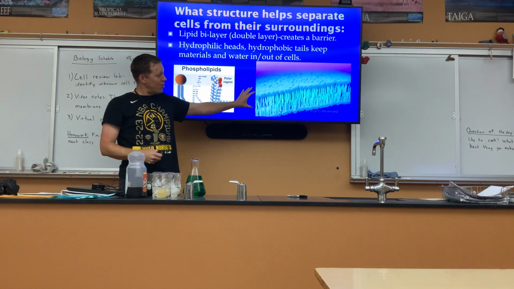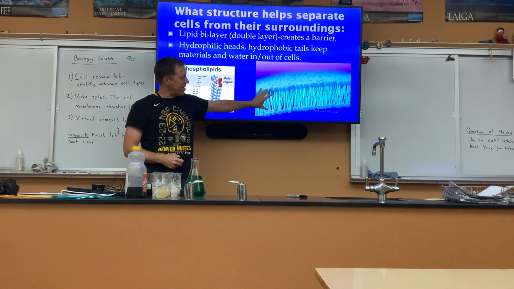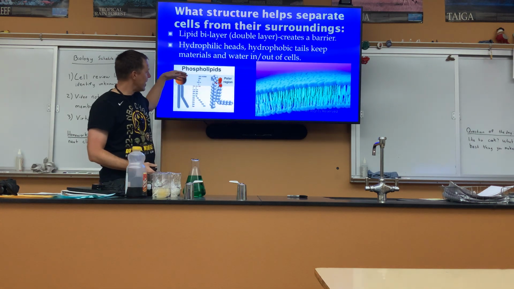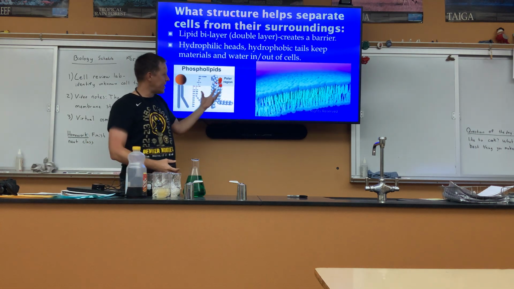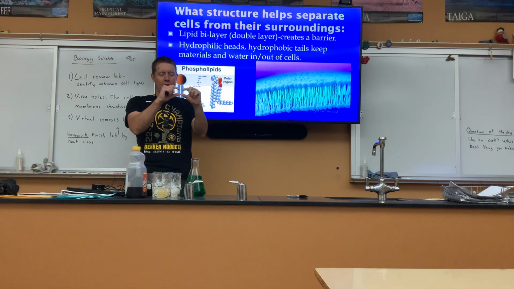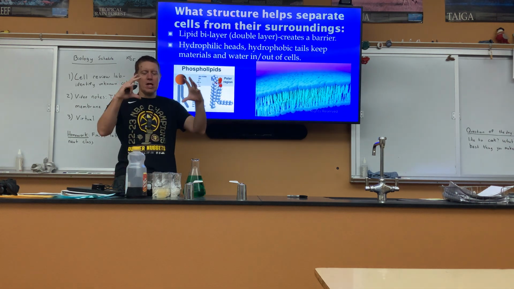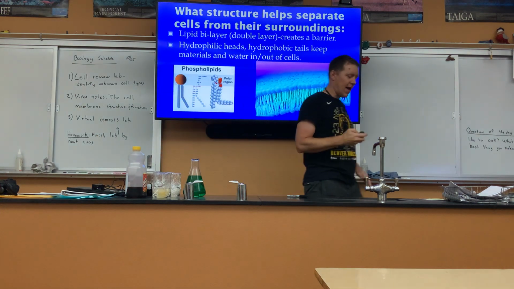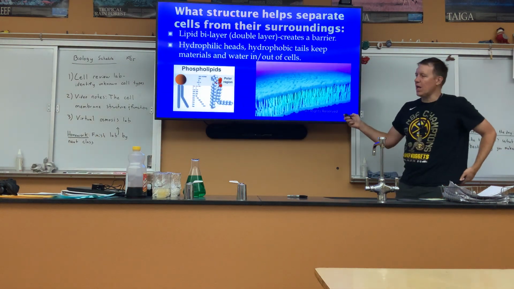So what that ends up creating is this double barrier, this double layer. It's a fluid, movable thing like you see in this animation, but the heads flip towards the water, the tails flip away from it, and it creates this barrier all the way around the cell that keeps stuff in and keeps stuff out. So that's the first and probably most important job of the cell membrane.